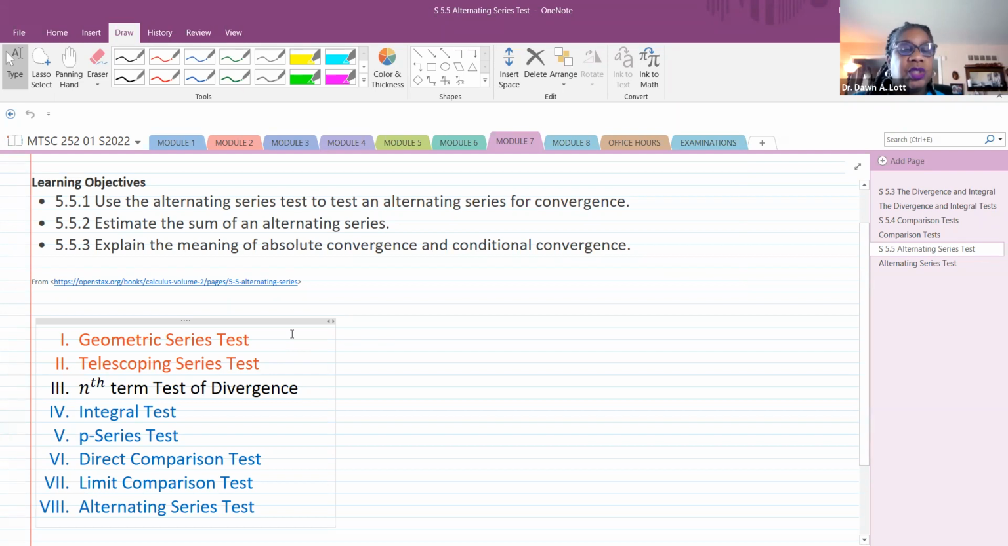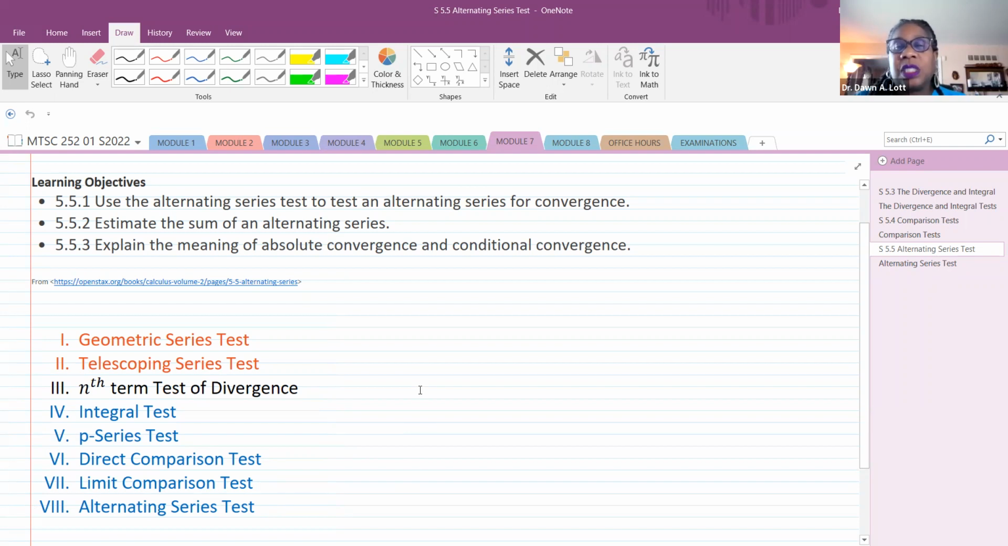So as we do with every section, we're going to go back and just do a little review of the series tests that we have looked at. We've looked at the geometric series test, the telescoping series test, the nth term test of divergence, the integral test, the P-series test, the direct comparison test, and the limit comparison test. And now we are using the alternating series. Okay, just a few questions.